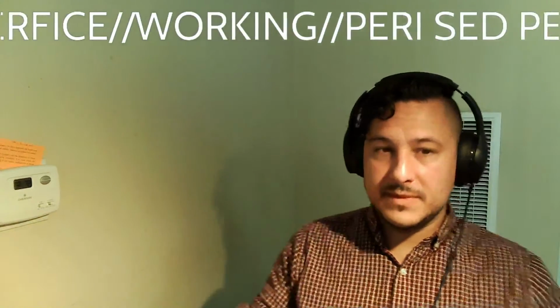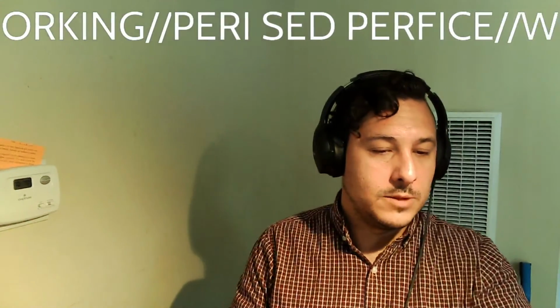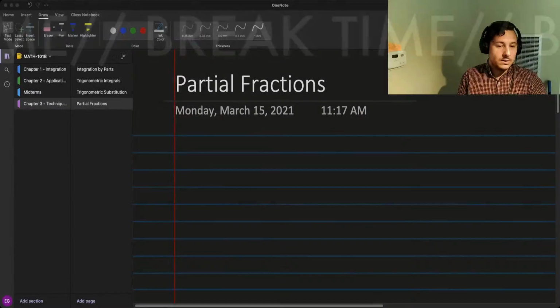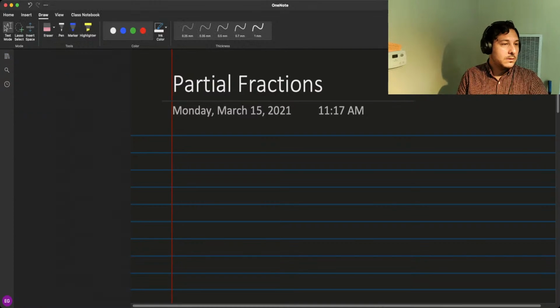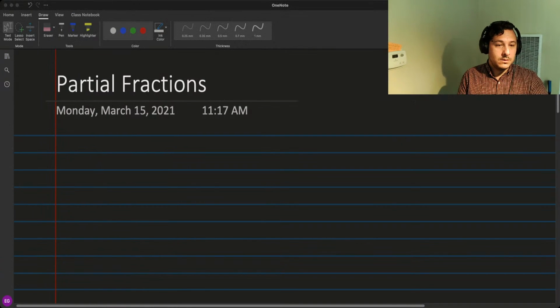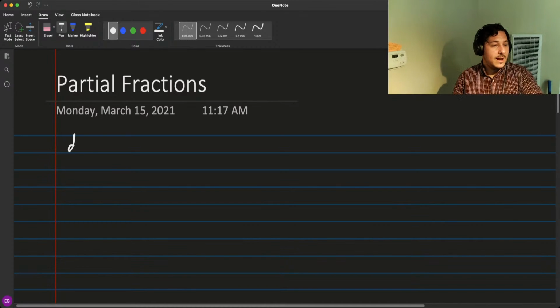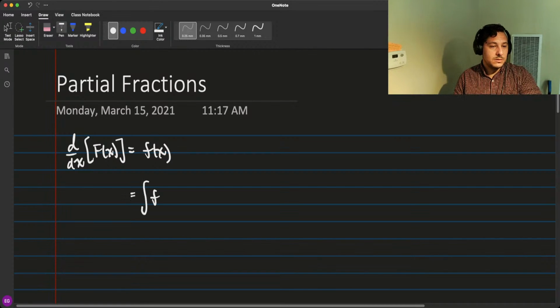Okay, so the whole idea here is, let's just remind ourselves, let's go to writing mode. Remember the whole idea is that every derivative rule, so if the derivative of big F equals little f, every derivative rule can be rewritten as an integration rule.